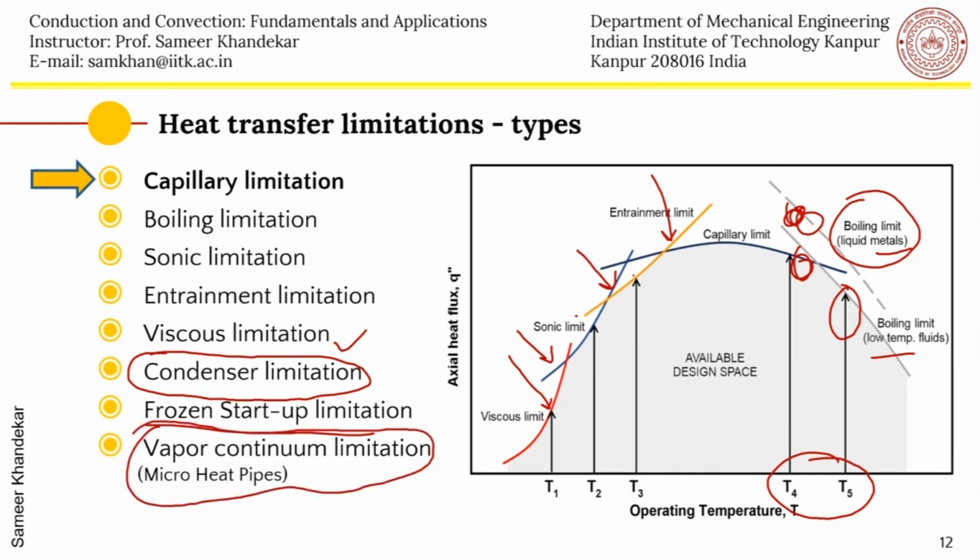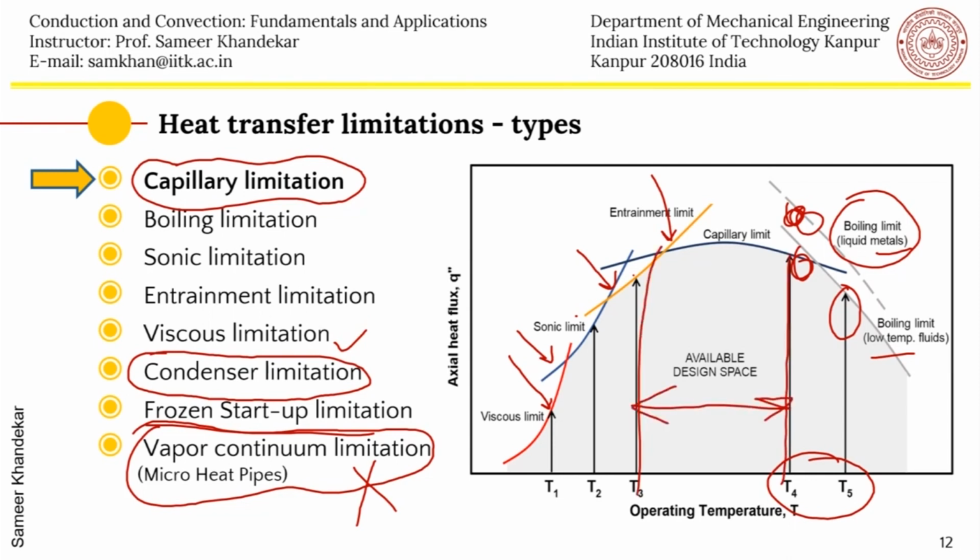Any heat pipe designer will always calculate the capillary limit, and we must understand what the capillary limit is. Boiling limitation will come when CHF-type conditions are there inside the porous structure, and you have seen in the pool boiling heat transfer course that as you keep on increasing the heat flux at higher temperatures, eventually you will reach a point.